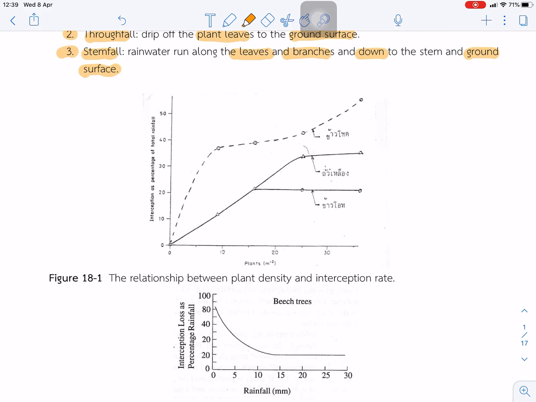This graph shows the relationship between the plant density and the interception rate. Consider the horizontal axis is plant density and the vertical axis is interception rate. We expect that the first one, the dashed line, is corn, compared at the same density. The corn gives more interception loss because of the big leaf of the corn. The second is soybean, and the smallest one is oat.